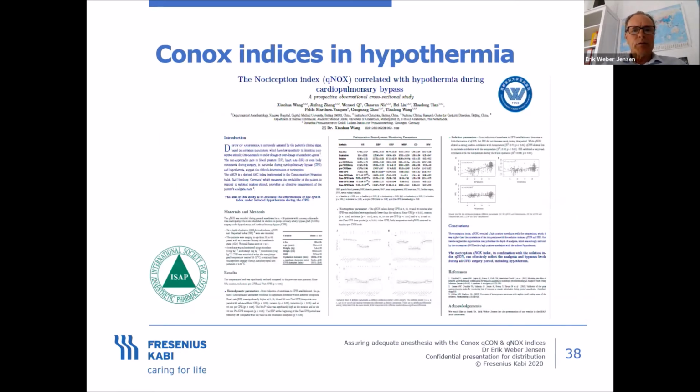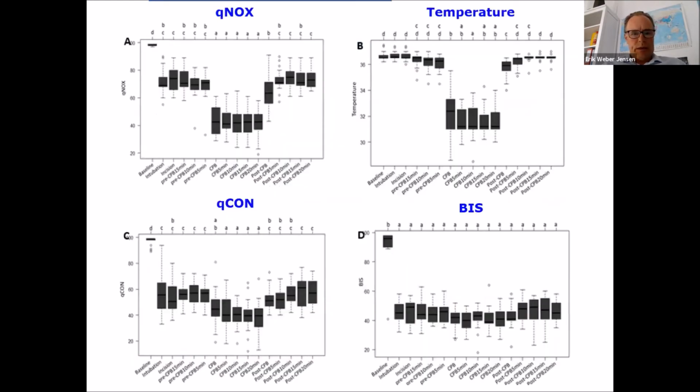The final study I want to show here is a study where the nociception index was recorded during hypothermia for cardiopulmonary bypass. Both the qCon and the qNOX dropped significantly when the temperature during the CPB dropped from normal temperature down to around 32 degrees. We can see especially the qNOX showed a very marked decrease during the period of hypothermia. qCon dropped as well, whereas the changes in BIS were less significant.